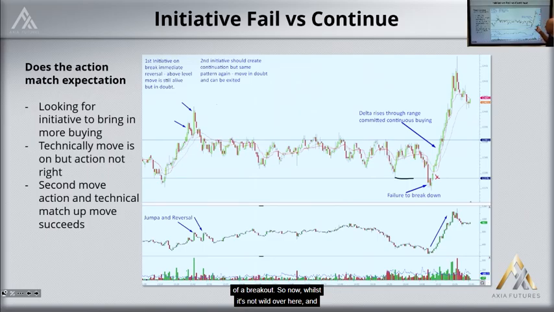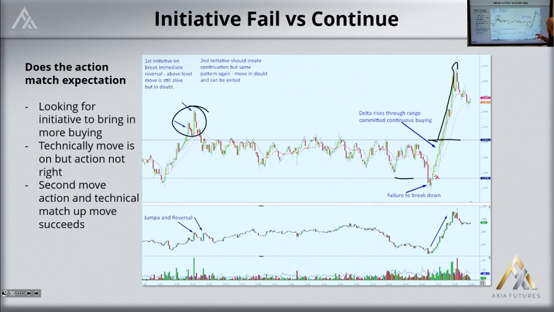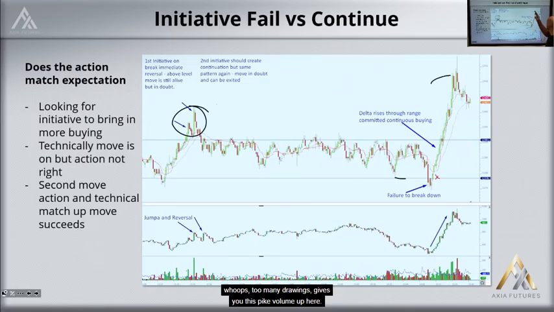So now, whilst it's not worked over here, and this would be a situation where you are naturally going to be slightly nervous about taking the trade on, the information you have is different. That's key. You do have what you were looking for over here. You do have the rising delta, the rising volume, a market that gets to the highs and continues to show rising delta. This is what you're after, and this gives you the break that you're after. Gives you the drive up, gives you the spike of volume to complete the move up here. Whoops, too many drawings. Gives you the spike of volume up here. Failure to continue, delta starts to drop, the move is over.